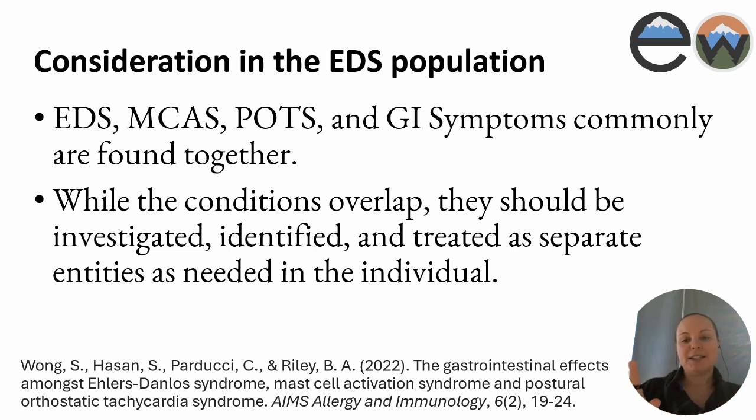EDS, MCAS, POTS, and GI symptoms, so dysautonomia, gut issues, immune system issues, and this connective tissue problem are typically found together. And from this article, I love this little quote here: "While the conditions overlap, they should be investigated, identified, and treated as separate entities as needed in the individual." So again, we don't want to leave anything out because we've made assumptions or we really want to focus on something. We can focus on something, but we have to keep all of this other stuff in the background or work on it in some way at some point because they're all related to each other.